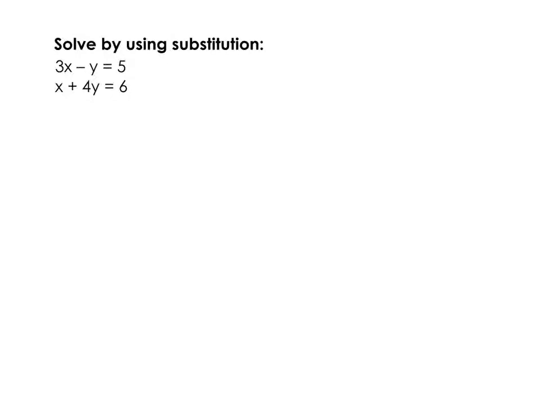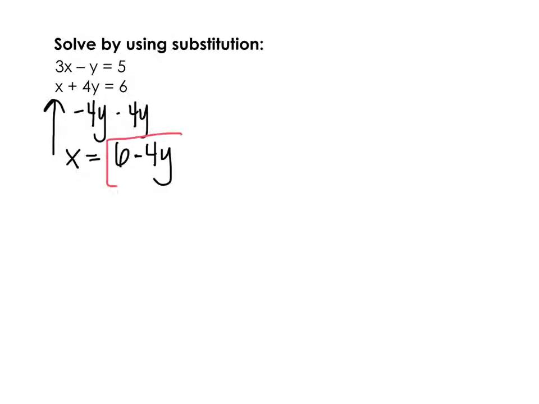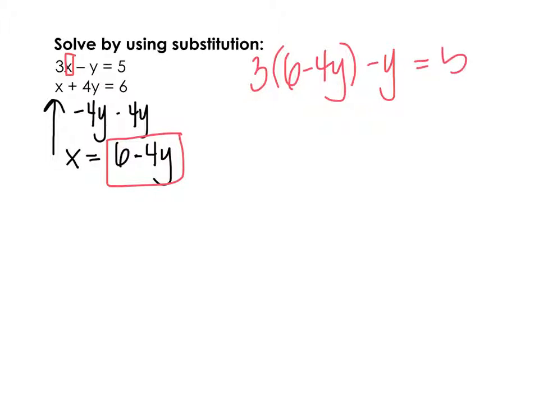This is another one where, once again, I have to solve for either x or y. If I see x sitting right there, I know that all I have to do is subtract that 4y from both sides. So now I know x is equal to 6 minus 4y. That means I can take 6 minus 4y, and I can put it in for x in the top equation. So 3 times (6 minus 4y) minus y equals 5.